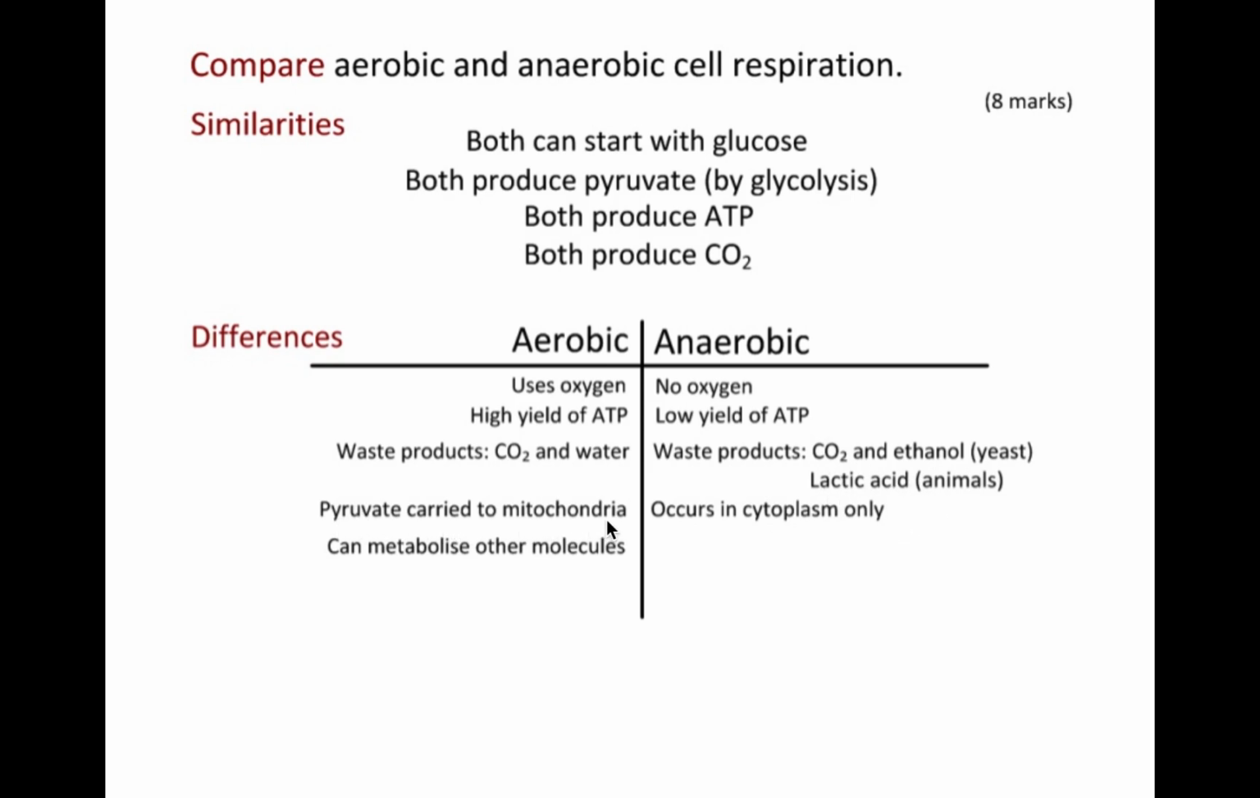Pyruvate is also carried to the mitochondria in aerobic respiration, so it's carried there after being made in the cytoplasm, whereas anaerobic respiration completely happens in the cytoplasm, from glycolysis to fermentation or lactic acid. For aerobic respiration, it can metabolize other molecules as well.